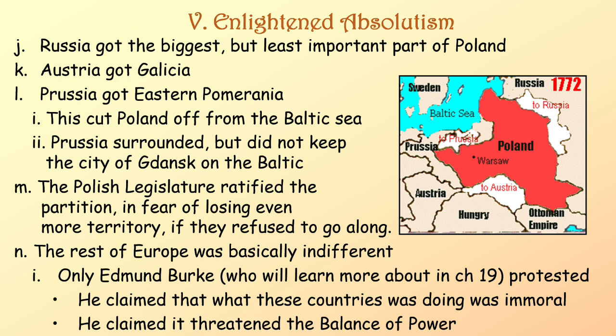Austria got a section called Galicia. Prussia got a section called Eastern Pomerania, and this cut Poland off from access to the Baltic Sea. Prussia surrounded but did not keep the city of Gdansk on the Baltic, so they had a corridor there. The Polish legislature ratified the partition in fear of losing even more territory if they refused to go along. And the rest of Europe was basically indifferent. Only Edmund Burke, who we will learn more about in chapter 19, protested this whole thing. He claimed that what these countries were doing was immoral, and he claimed that it threatened the balance of power.